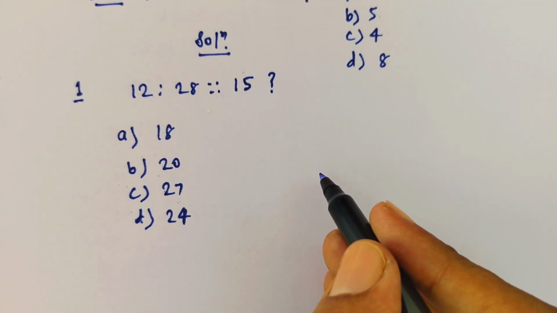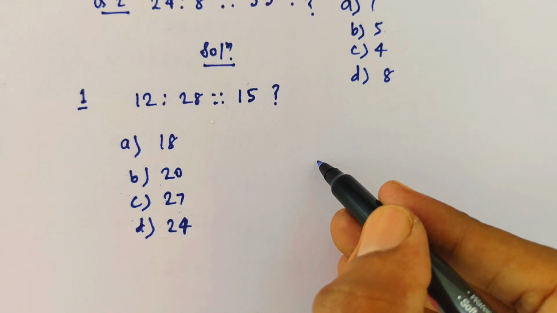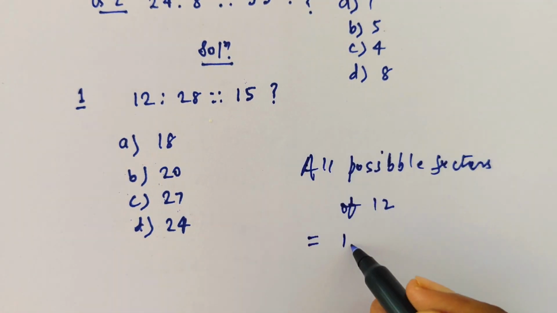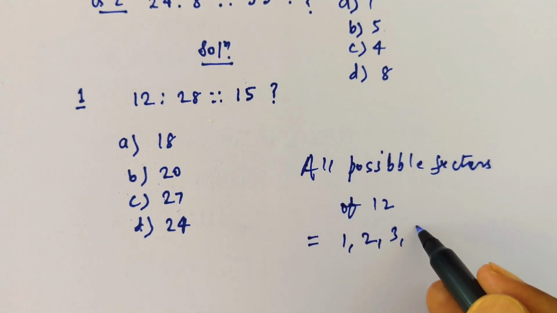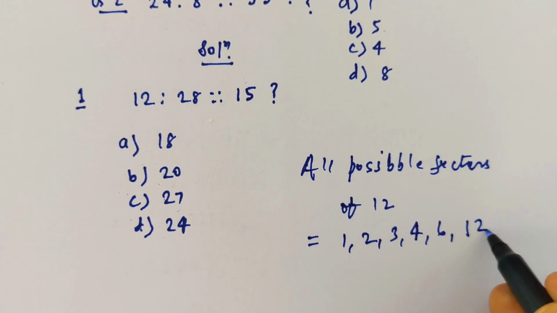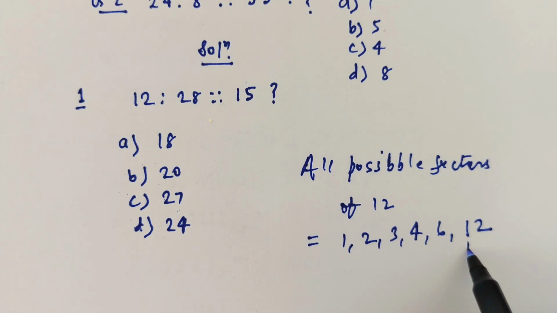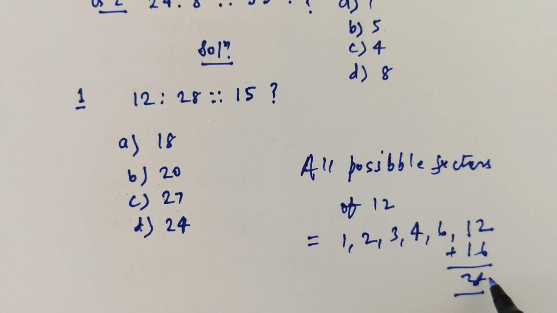First of all, I'm going to solve it directly. For this question, you need to find all the possible factors of 12: 1, 2, 3, 4, 6, and 12 itself. After that, we add all of these: 1 plus 2 is 3, 3 plus 3 is 6, 6 plus 4 is 10, 10 plus 6 is 16, 16 plus 12 is 28. So the sum of all the factors of 12 is 28.